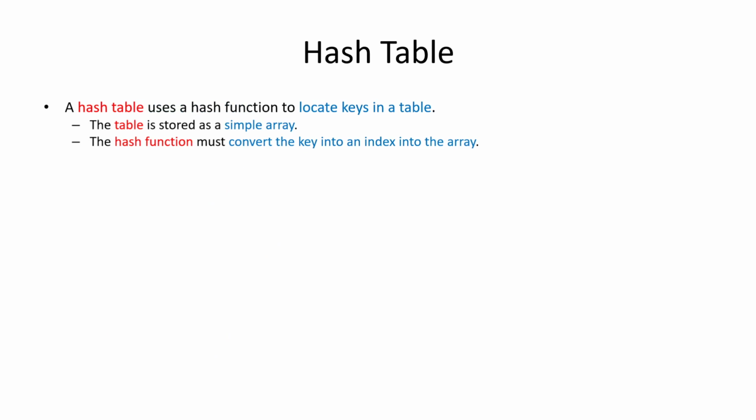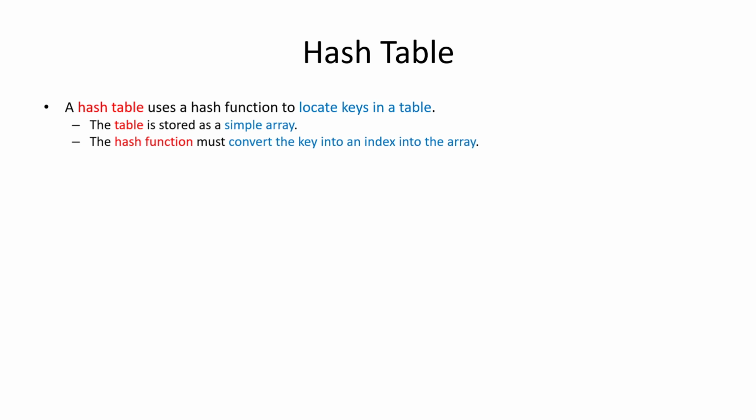All right, so how does a hash table work? Well, a hash table itself is going to be a table. That's the first piece. And then we're going to use something called a hash function. That's the other piece, to locate our keys in the table.